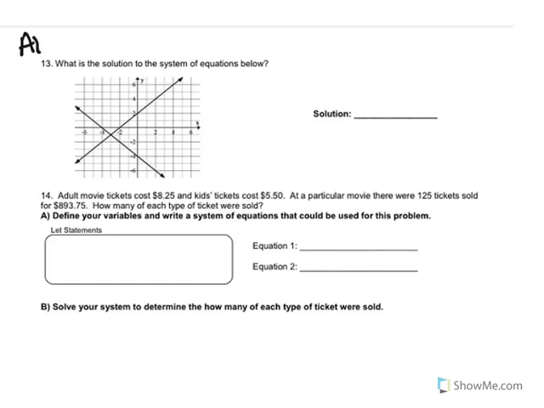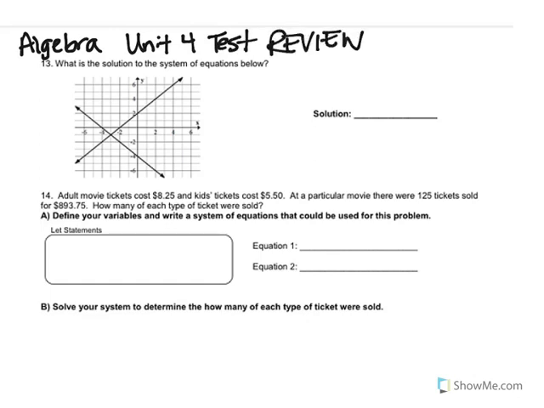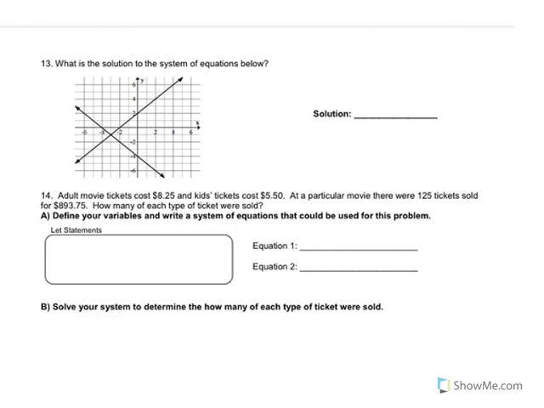This is the Algebra 1, Unit 4 test review. And this is part 2. So if you missed the first part, you can go back and look at it. It goes through questions 1 through 12. So this is part 2, and we're going to do questions 13 to the end. Okay, so let's take a look.